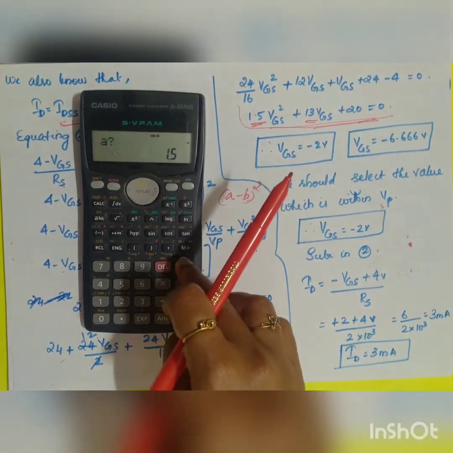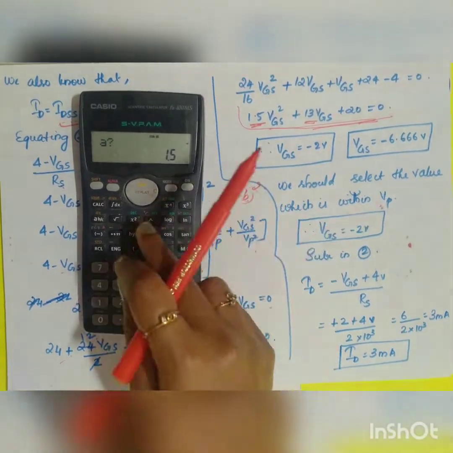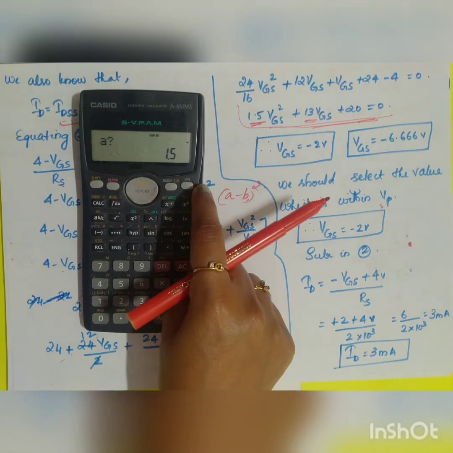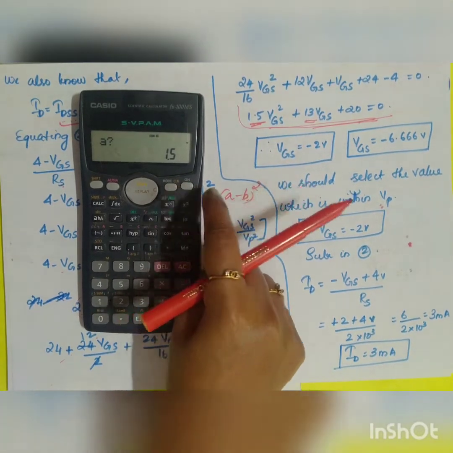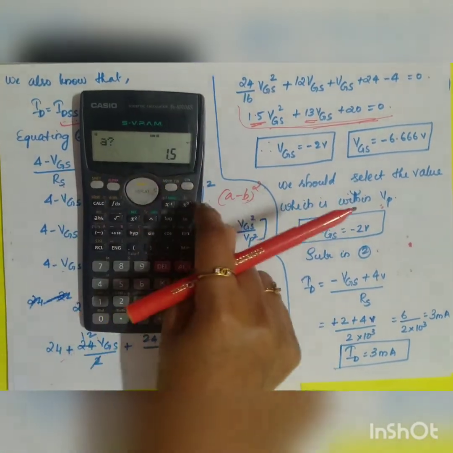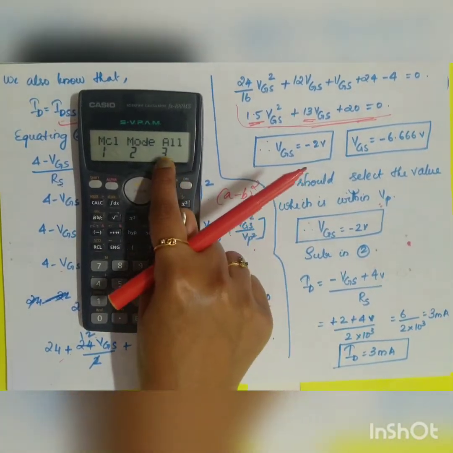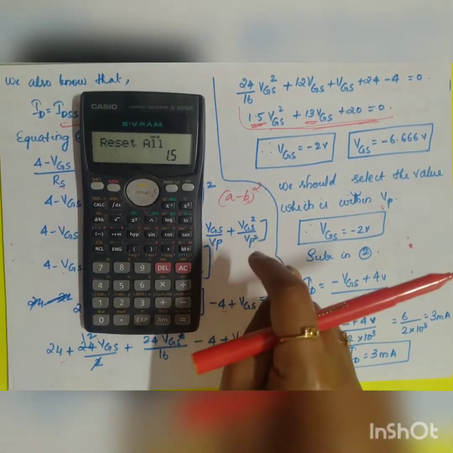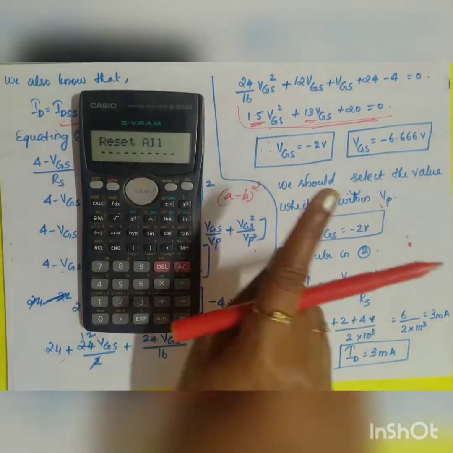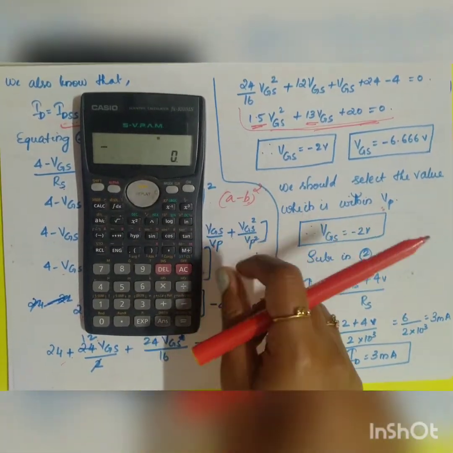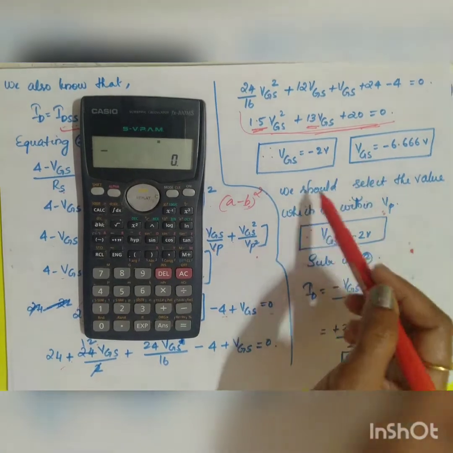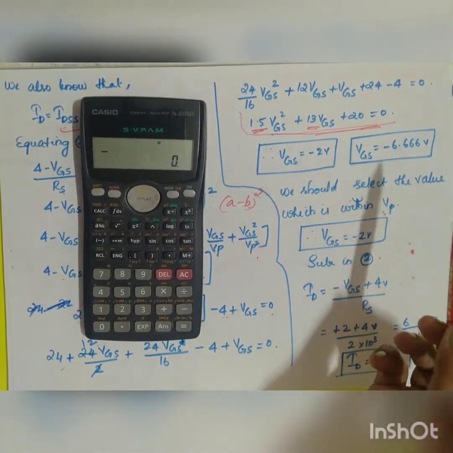Okay. So now if you have to bring back your calculator into normal mode, what will you do? You will just press shift clear. You can reset by pressing all, right? So press 3, equal to, and it will reset all. Okay. And it will come back to your 0. So this is the easy method for your exam which you can follow.